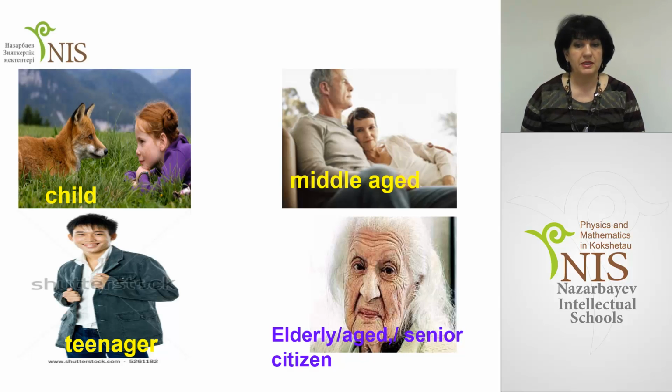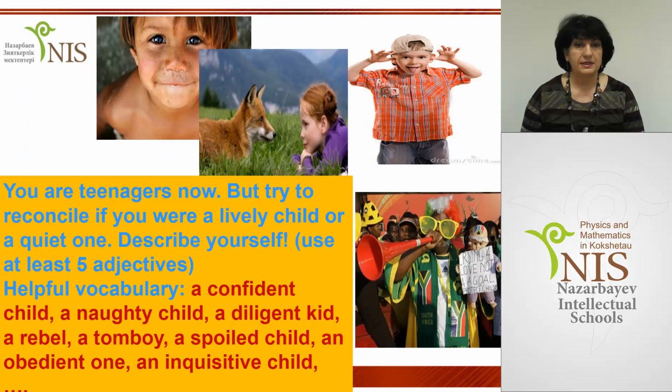Child, teenager, middle-aged, elderly, aged, and senior citizens. So I believe that you have coped with this task, and now you are teenagers and try to reconcile if you were a lovely child or a quiet one. Describe yourself. To describe yourself you should use at least 5 adjectives. You may use more than 5.